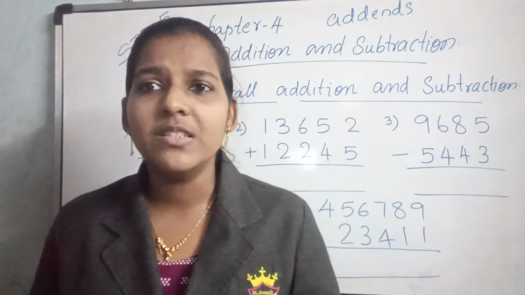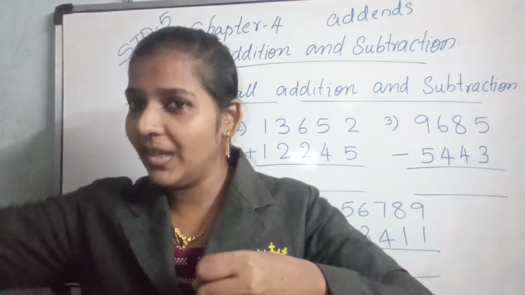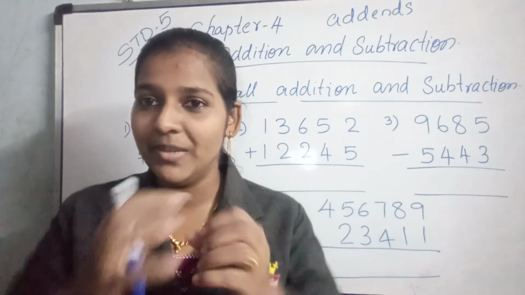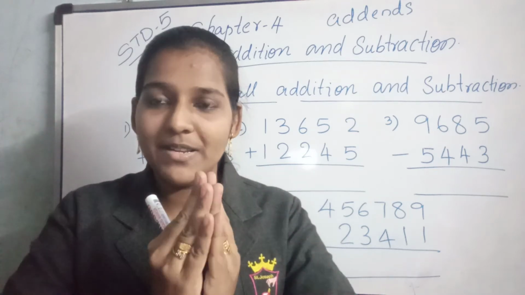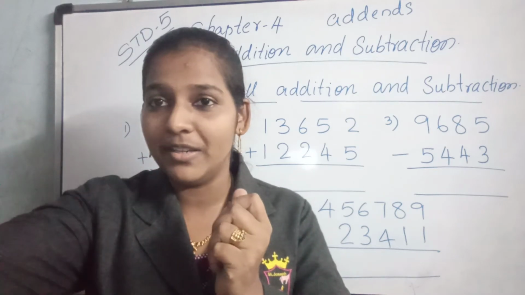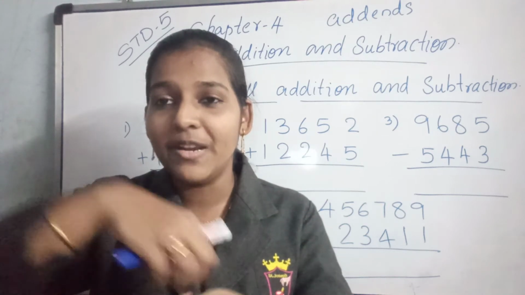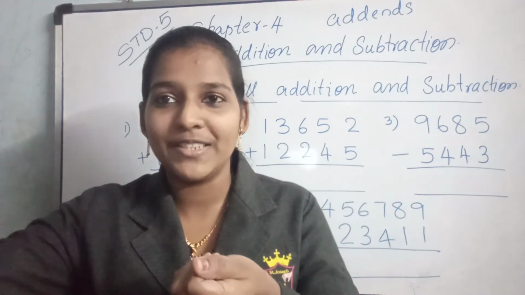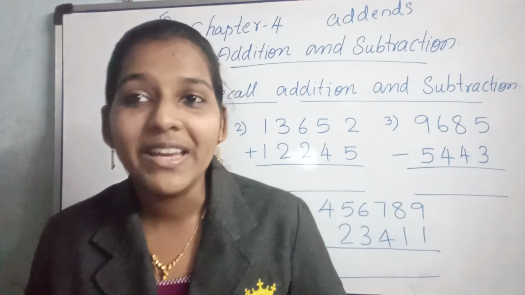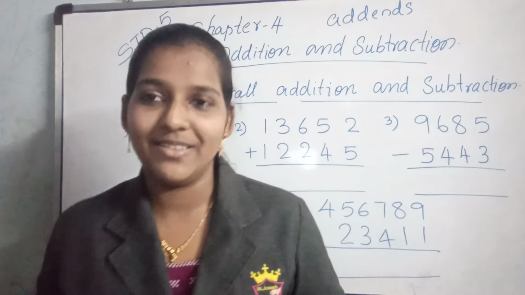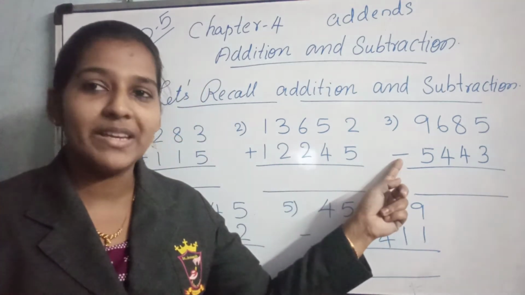Can you tell me what is subtraction? Subtraction means take away. So if 10 apples are with me, and I give 5 to my friend, then 5 is taken away from 10. That is subtraction. The symbol of subtraction is minus, M-I-N-U-S.